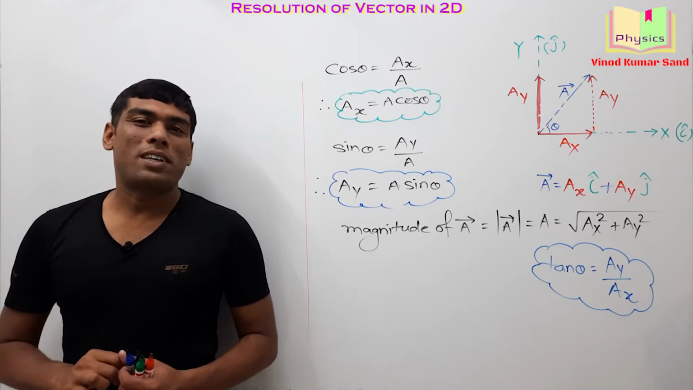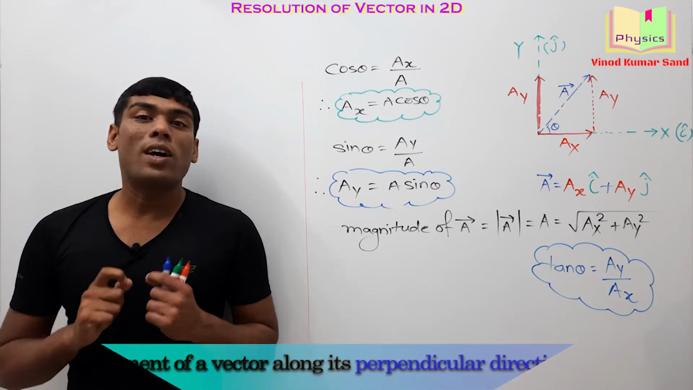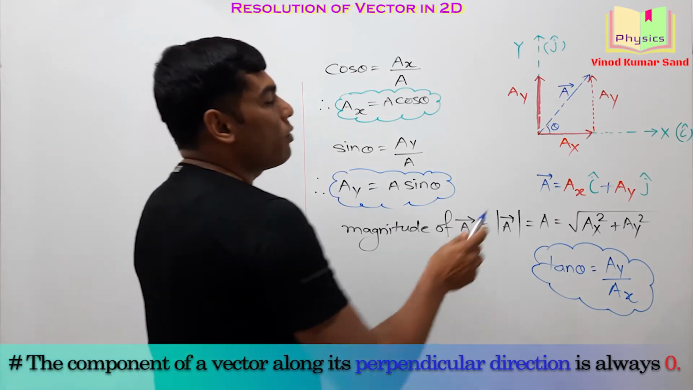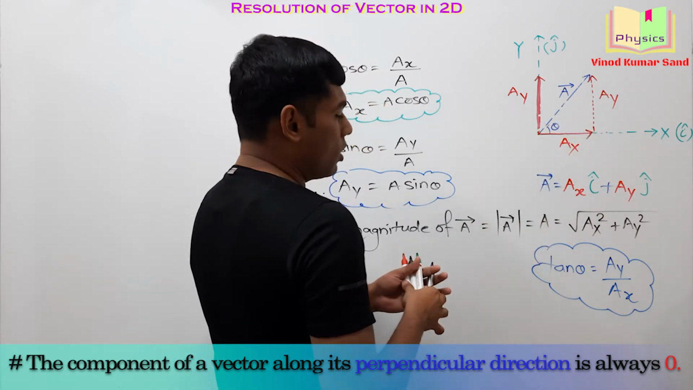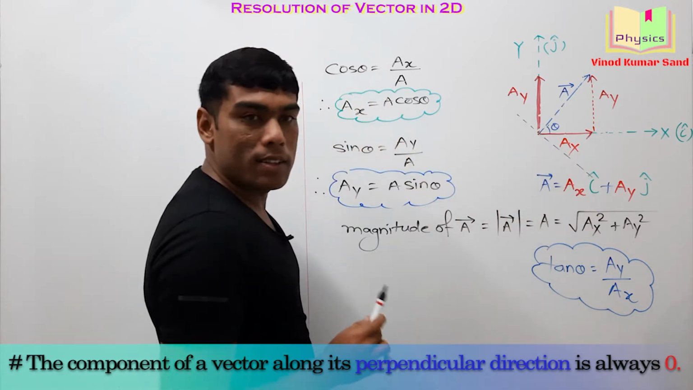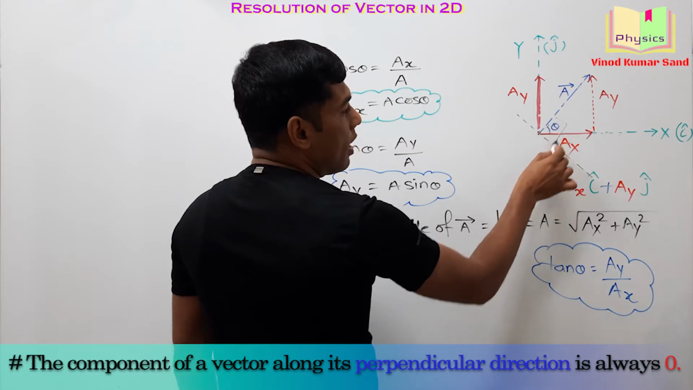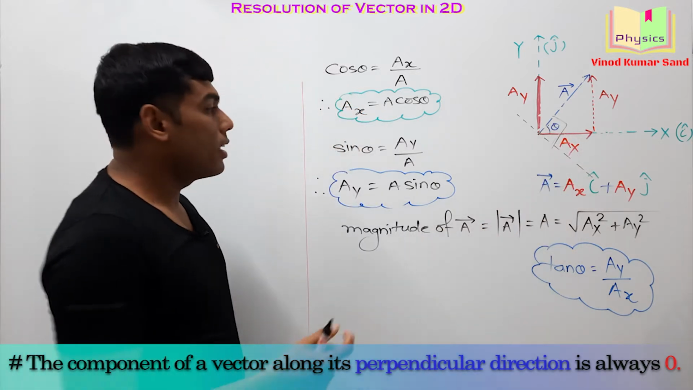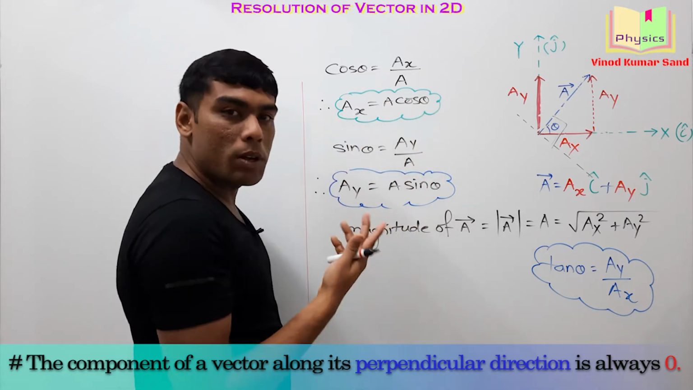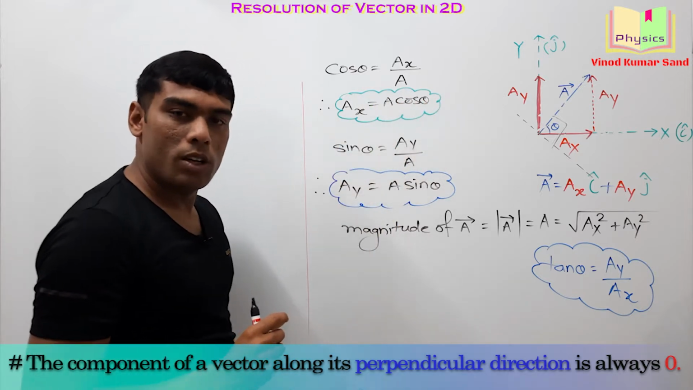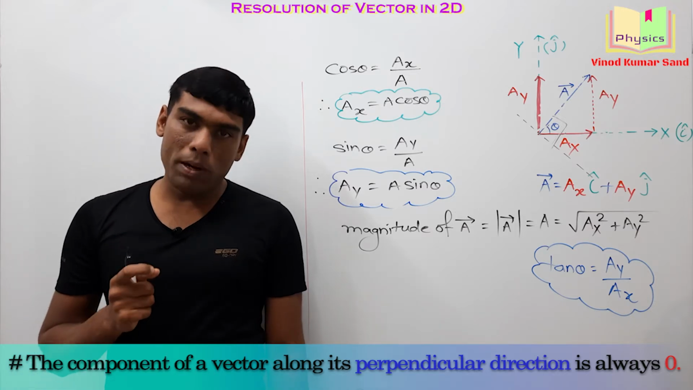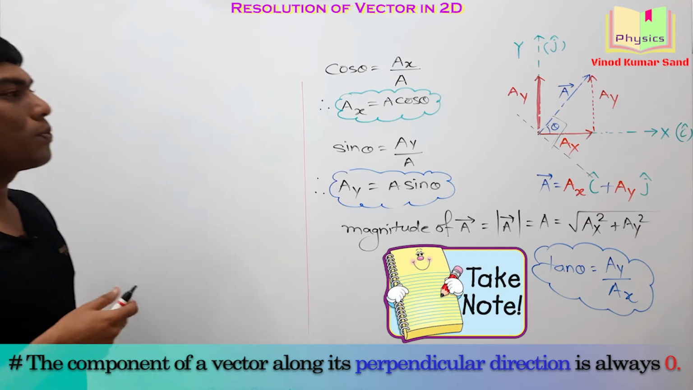Now, taking up the second important point, the component of a vector along its perpendicular direction is always 0. Why? If you want to go in the perpendicular direction to the given vector, let's say this is the A vector and the perpendicular direction looks like this. For perpendicular direction, how much will be the angle theta? 90 degree. When you put here 90 degree, how much will be this component? It will become 0 because cos 90 is 0. So it's a pretty simple and easy statement. The component of a vector along its perpendicular direction is always 0.